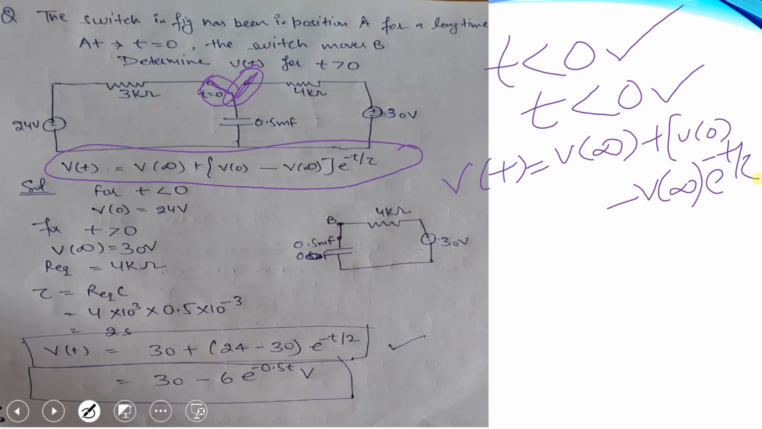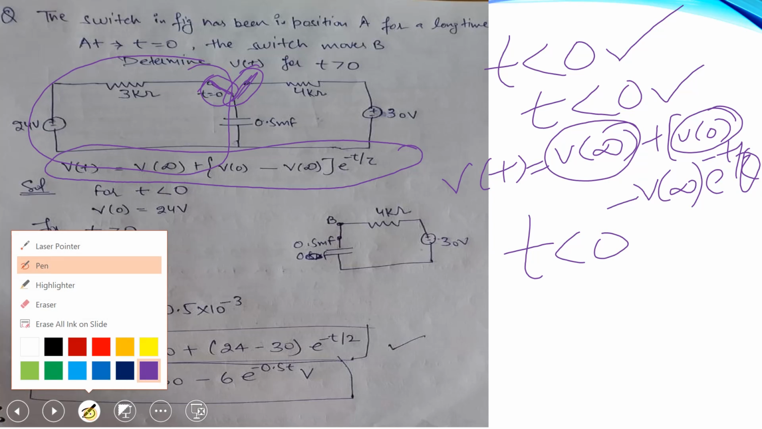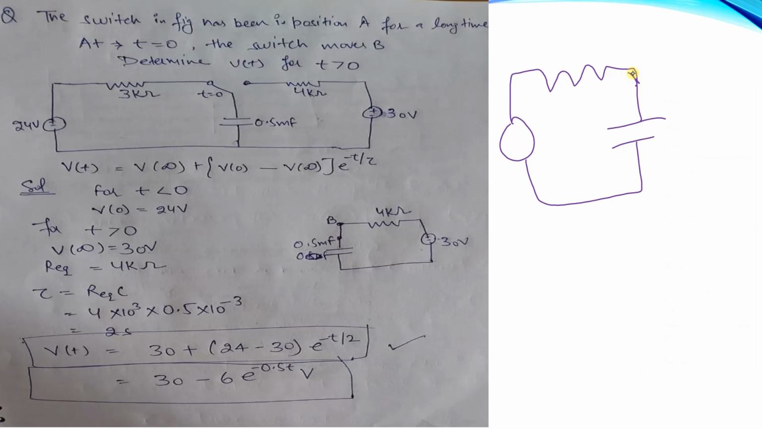So here we are having the three parameters to find out: V infinity, V0 and the tau value. When we consider t less than 0, we are considering this circuit. The circuit will become this voltage source, resistance, and this. We are having this circuit when it is connecting here. So voltage across the circuit V0 is equal to 24 volt, because this is of 24 volt.